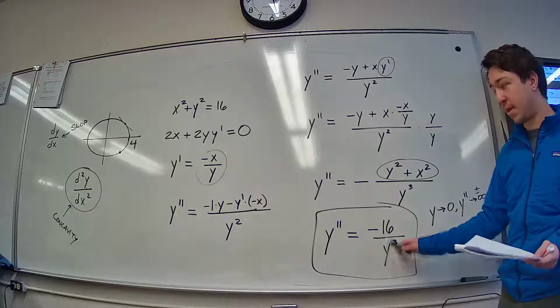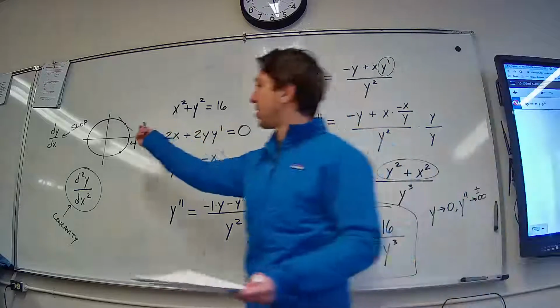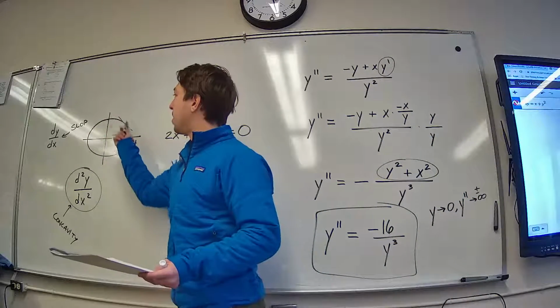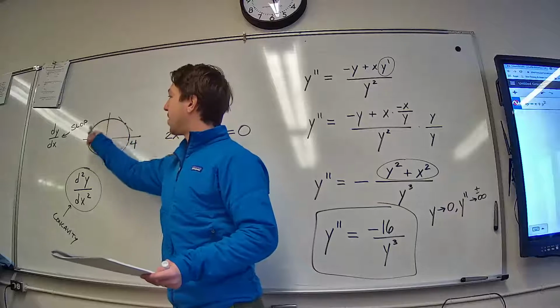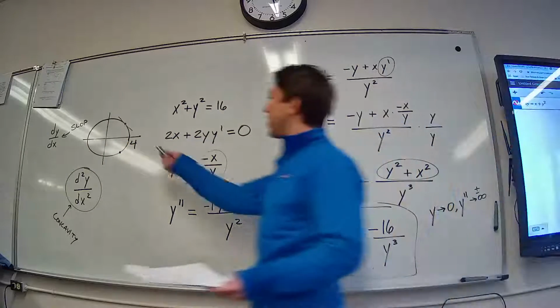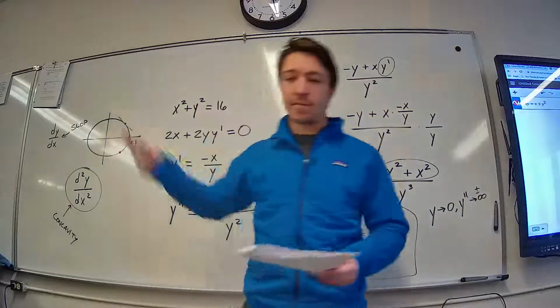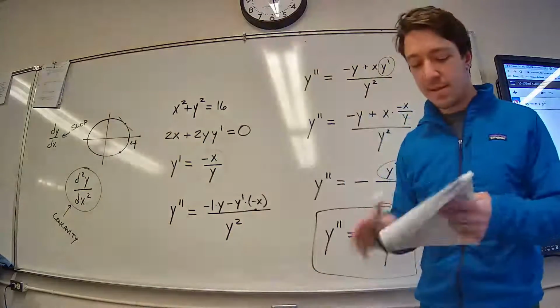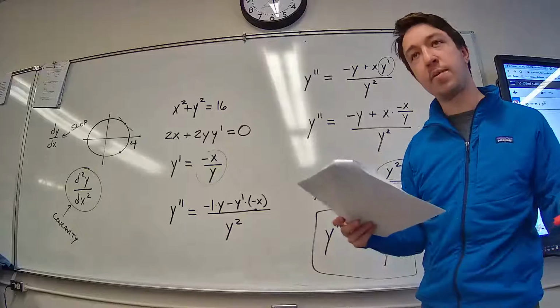But you guys see what this hopefully makes good intuitive sense: every time y is positive, the concavity is negative. So at the top of the circle, whenever y is positive, the concavity is negative, and whenever y is negative, the concavity is positive. Happy circle man. All right, should we do one more?